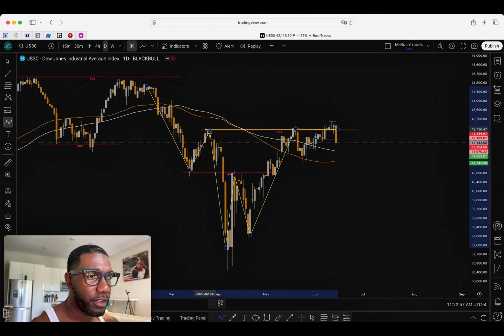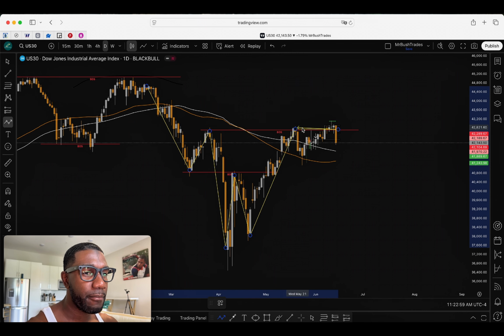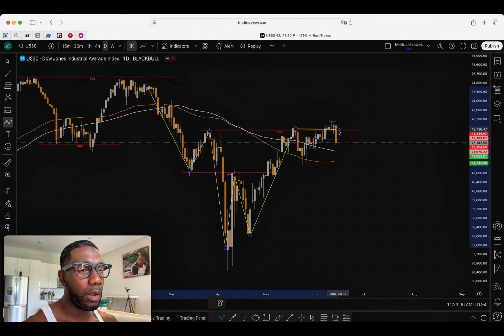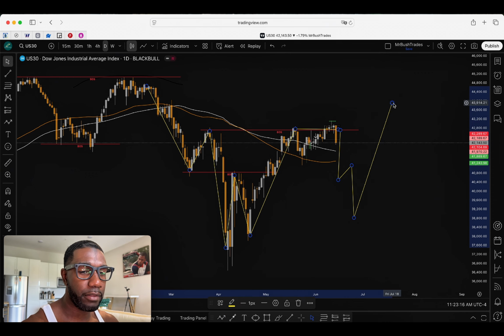42,300 due to the fact that we had a previous resistance here. So this could possibly be the reason for confusion and consolidation, and what we're anticipating now is a minor downtrend to solidify a higher low point so the market can push back up, right?